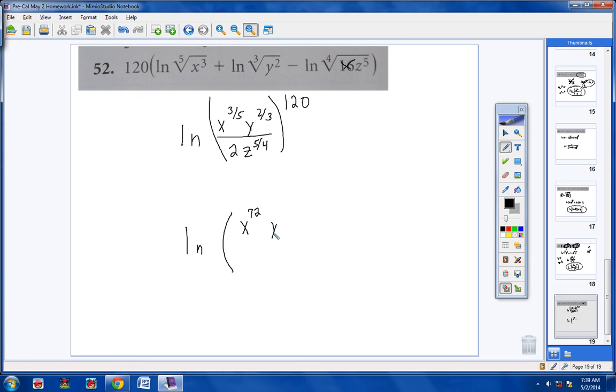So y to the 80 all over. Now don't forget the 2. The 2 has a power of 1, and 120 times 1 is 120. And if you're wondering, I'm kind of laughing, but no, you do not need to simplify 2 to the 120. And then 120 times 5/4 would give you, I believe, 150. But you can type that in on your own and see what you would get, okay? 5/4 times 120, I think, is 150.